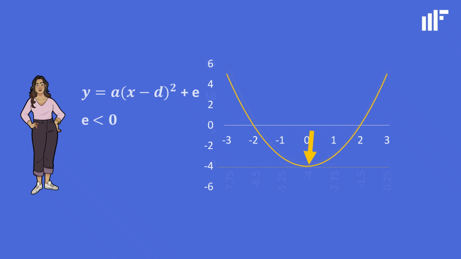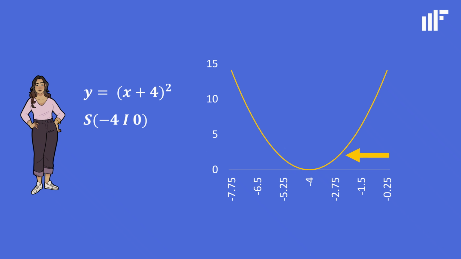Let's look at this in an example. The example is y equals (x plus 4) squared. Here the parabola is shifted 4 units to the left. The plus sign inside the parentheses means we shift left. The vertex is (minus 4, 0). Why is that the case here?